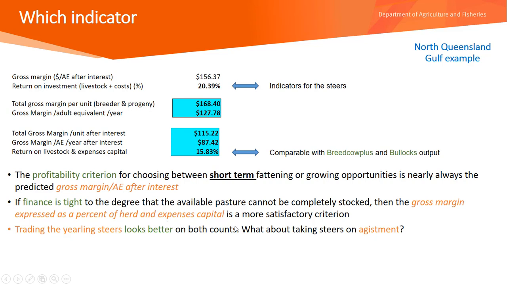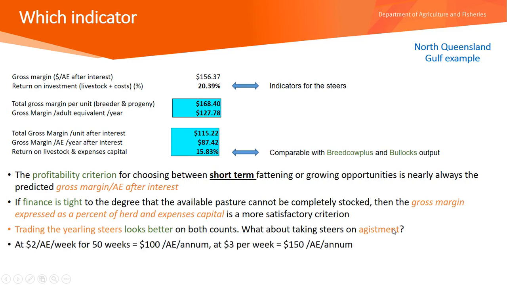That's okay as far as it goes, but you could also agist that country. So what about, instead of buying cattle, taking steers on agistment on that country? If we said we could get $2 per AE per week for 50 weeks, that's $100 per AE per annum, which is better than trading PDIC cows, not quite as good as trading steers. But remember, there's price risk in that. And at $3 per AE per week for your agistment, that's 150, which is up there pretty close to that.